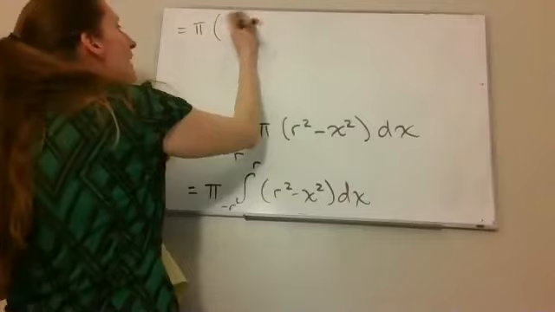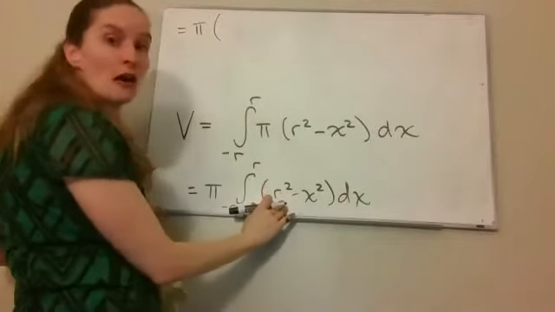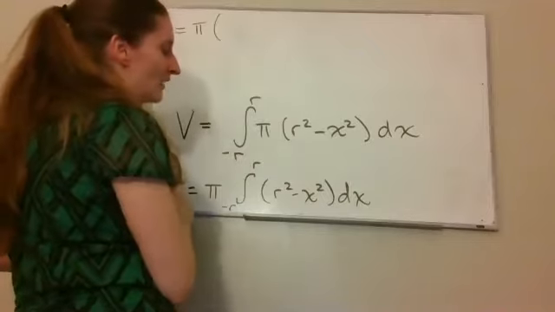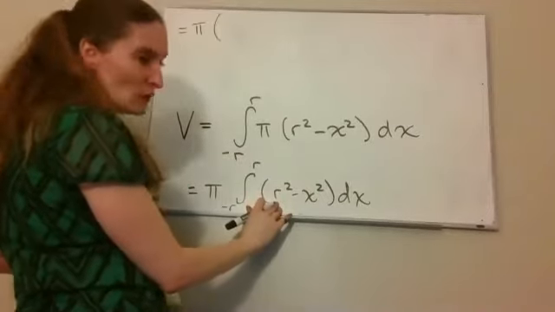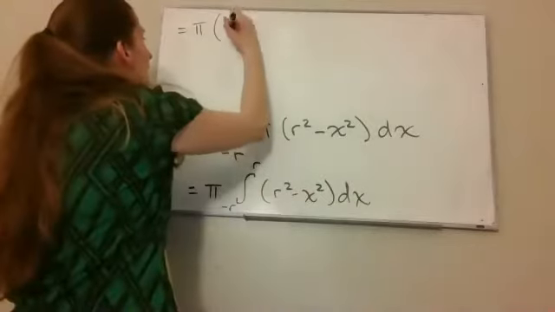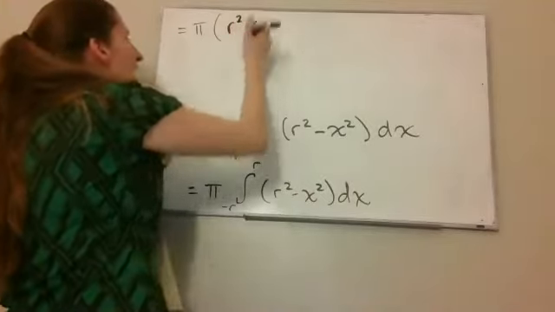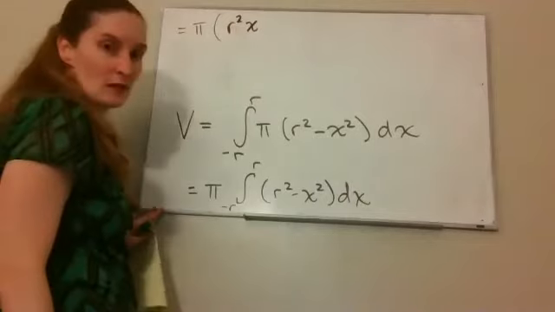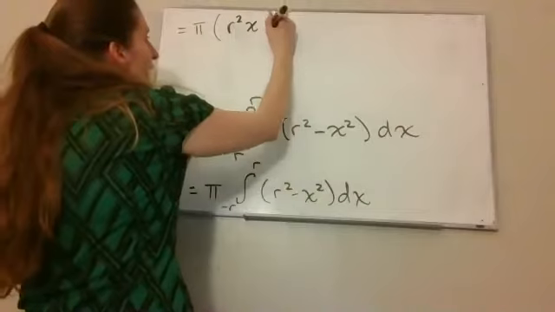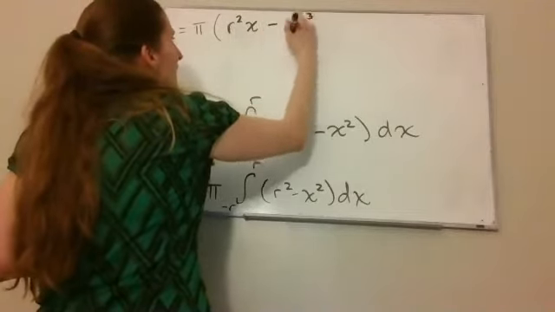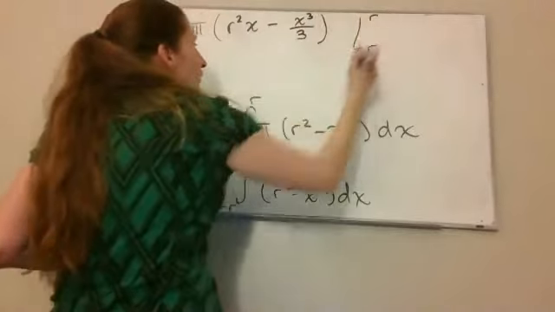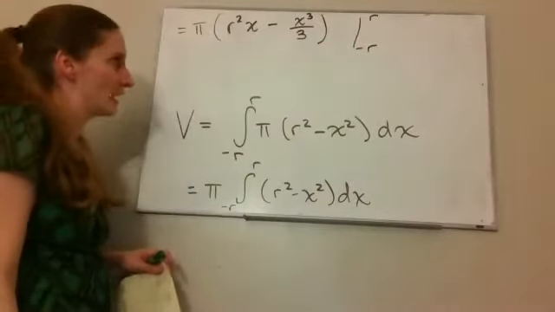Antiderivative of r squared, be careful. r is a constant. I'm integrating with respect to x. The antiderivative of r squared is not going to be r to the third over 3. It's going to be r squared times x, because r squared is just a constant. Now the antiderivative of x squared, I get x to the third over 3. And I'm going to evaluate this at r and negative r.